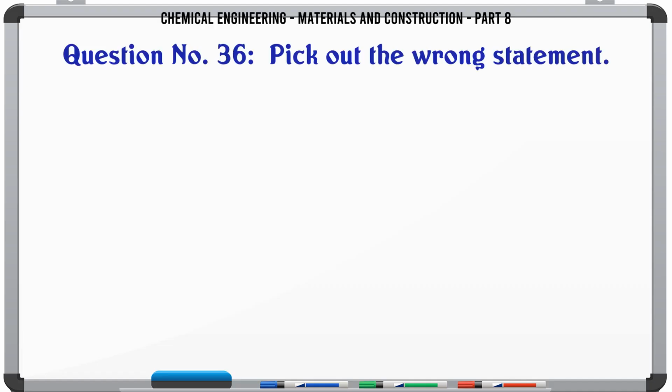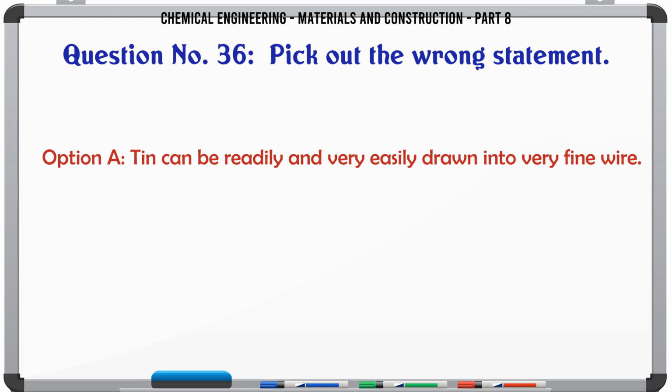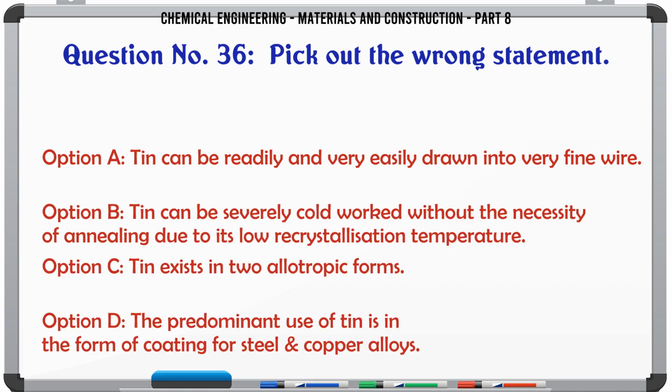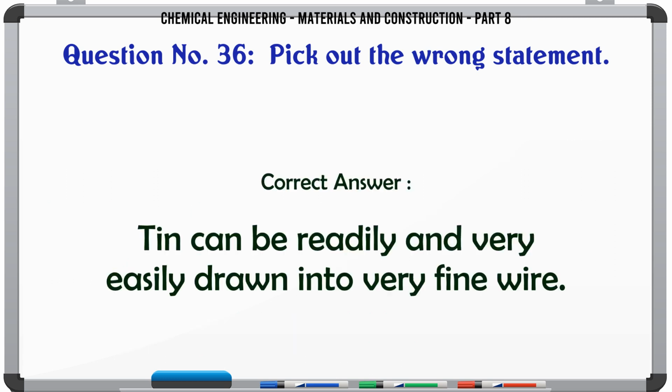Pick out the wrong statement. A. Tin can be readily and very easily drawn into very fine wire. B. Tin can be severely cold worked without the necessity of annealing due to its low recrystallization temperature. C. Tin exists in two allotropic forms. D. The predominant use of tin is in the form of coating for steel-copper alloys. The correct answer is tin can be readily and very easily drawn into very fine wire.